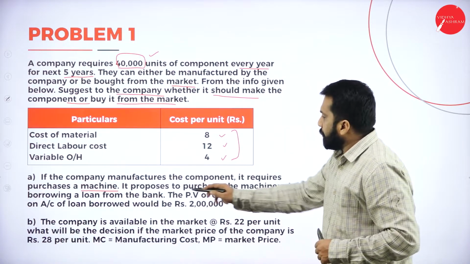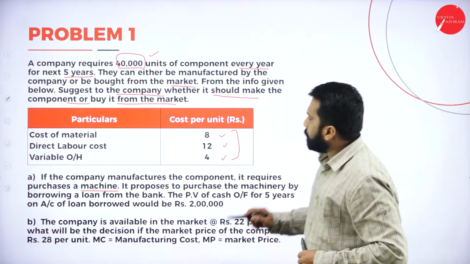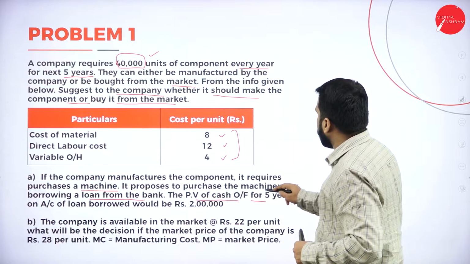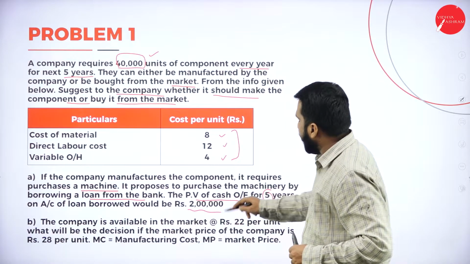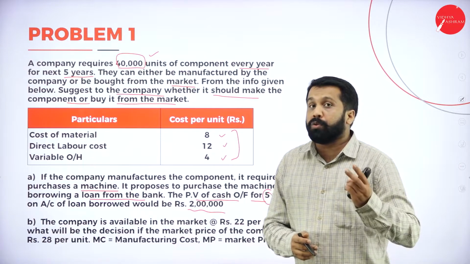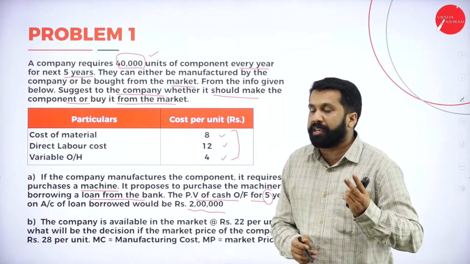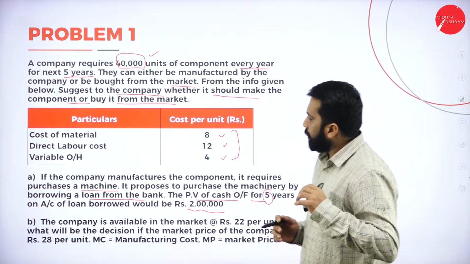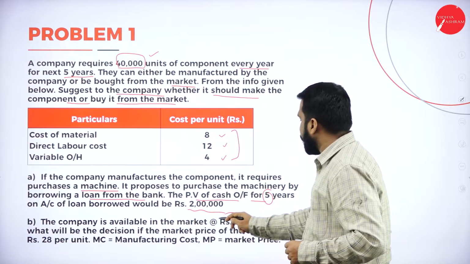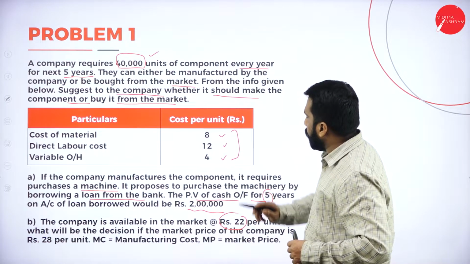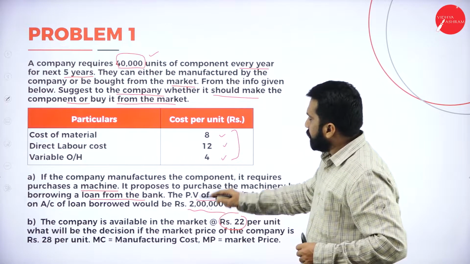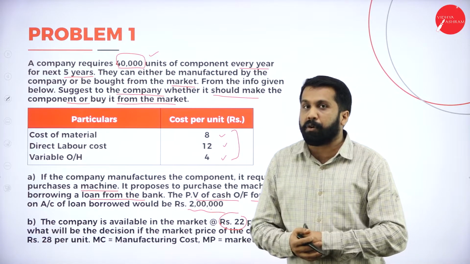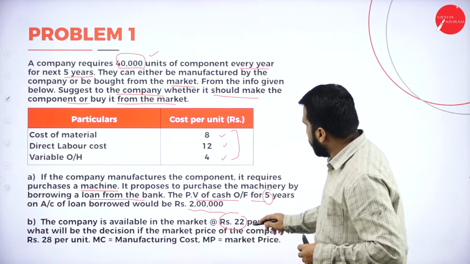It proposes to purchase the machinery by borrowing a loan from the bank. The present value of cash outflow for 5 years is 2 lakh. So what is the loan you are borrowing? A loan worth 2 lakh rupees, for 5 years. Now, the component is available in the market at 22 rupees. See, these are your costs along with your fixed cost also. Everything is given. The same product is available at what price? 22 rupees in the market.